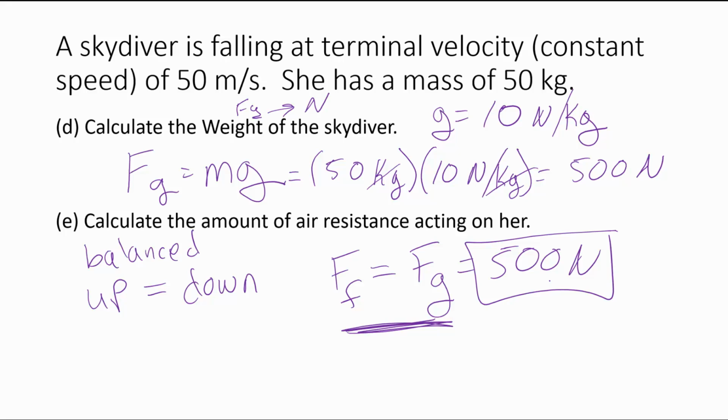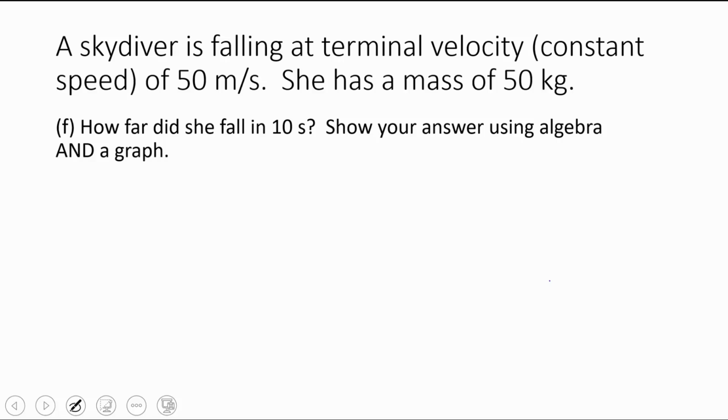All right, so now that we've figured out the weight and the air resistance, let's move on to how far she fell. So now we're relating this back to the constant velocity unit. And hopefully you remember the equation that we developed from our lab there. That is, the final position of an object is equal to the velocity of the object times the amount of time.